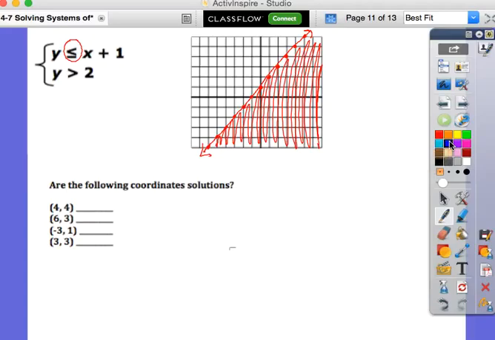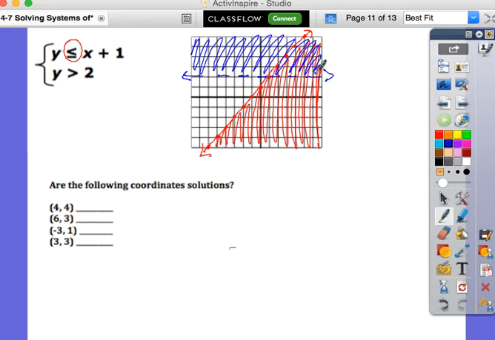Y is greater than 2. We go on the y-axis to 2, and it is what type of a line? Dotted, and it's horizontal, right? Okay. Now these are easy to tell where to shade. It's greater than, so we shade above. And then you can easily see where the colors overlap.